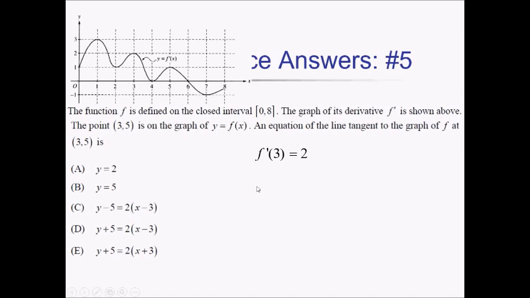Plugging this into point slope now, we have y minus the y value 5, equaling our slope of 2 that we just found from the graph, times x minus our x value of 3. And that matches answer choice... is that going to be C? Yep, looks like C.